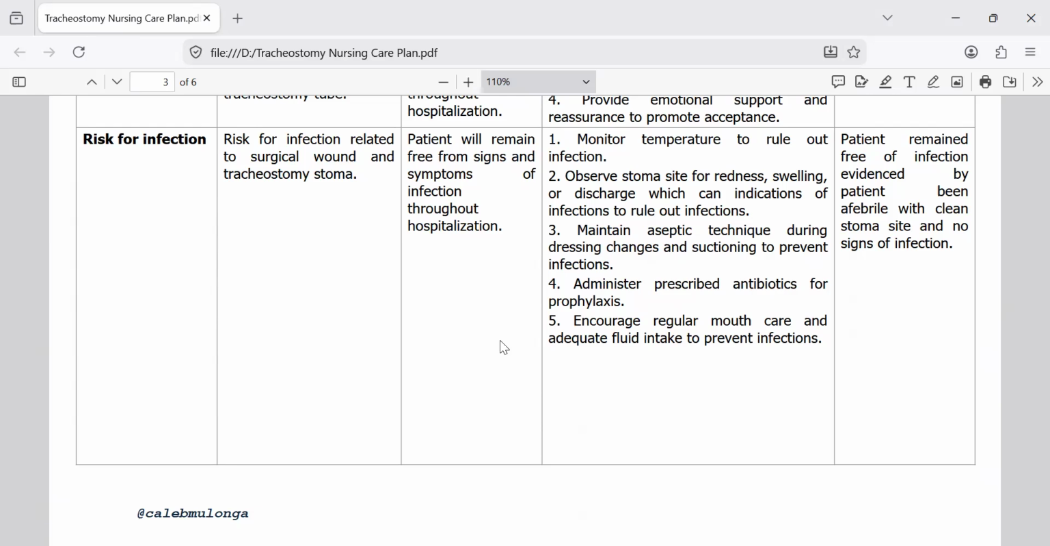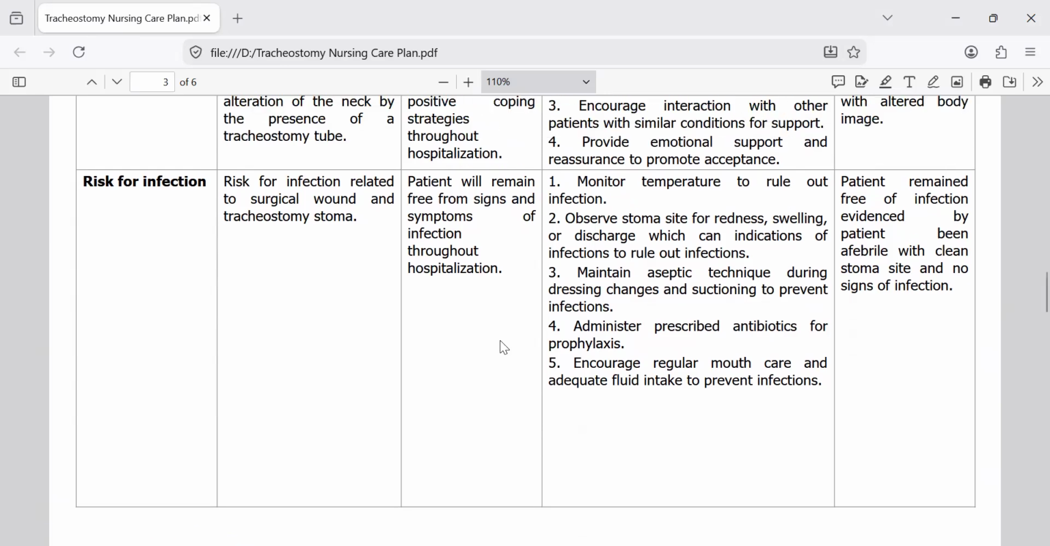Number 5, which is a bonus, I will encourage regular mouth care and adequate fluid intake to prevent infection. Evaluation. Patient remained free from infection, evidenced by patient being afebrile, meaning not having a fever, with a clean stoma site and no signs of infection. So that is how we are going to evaluate our patient.